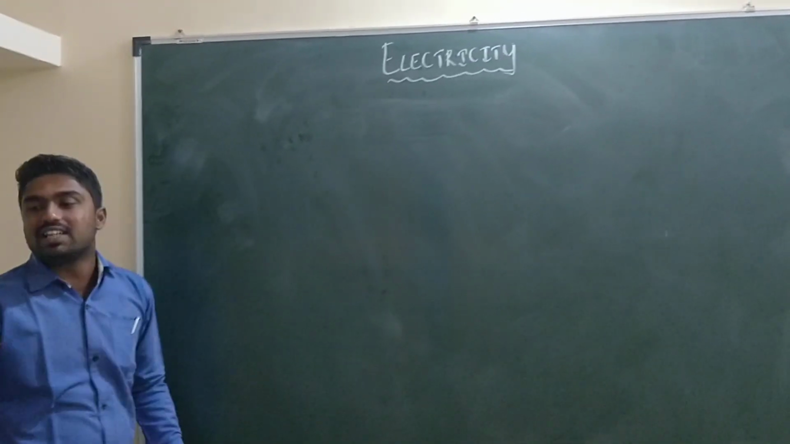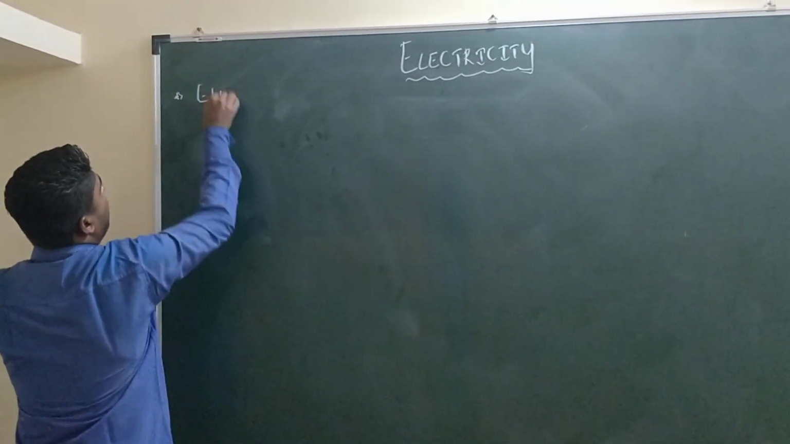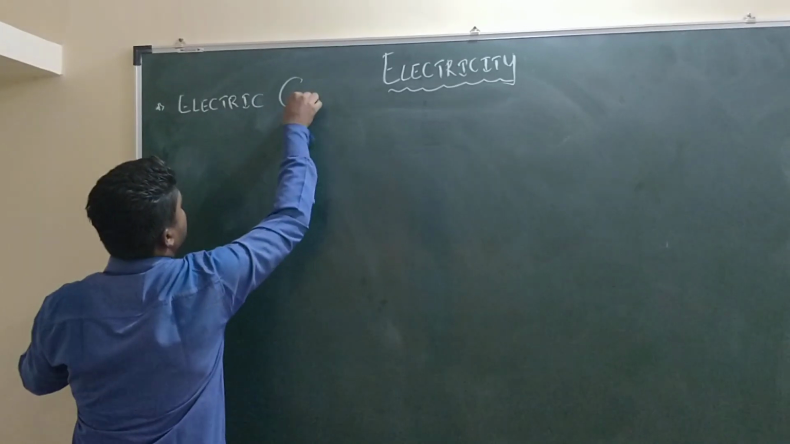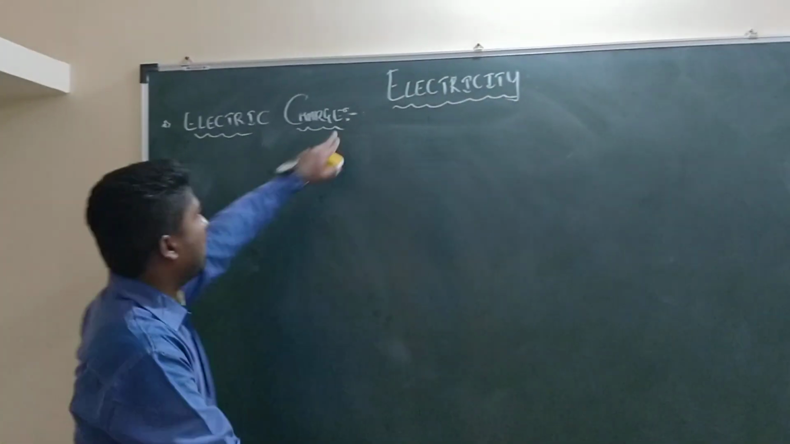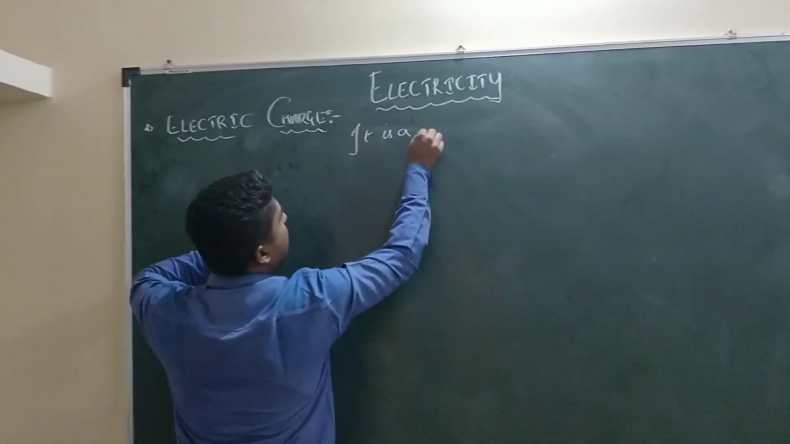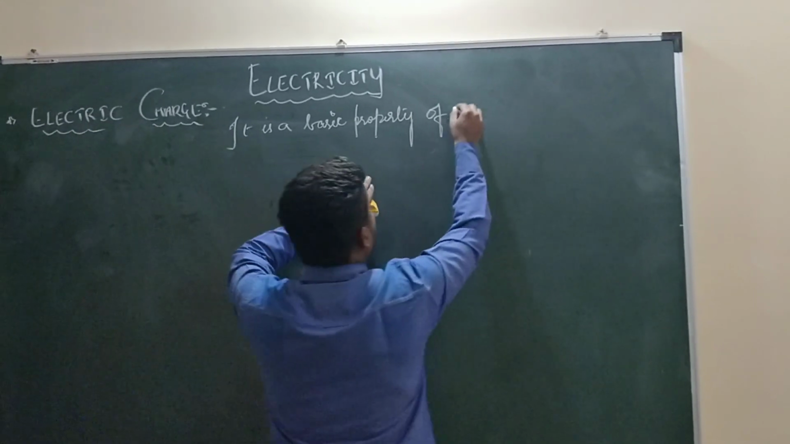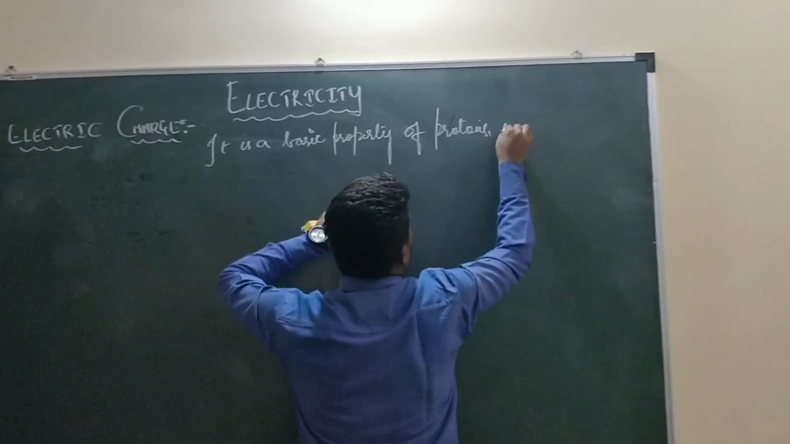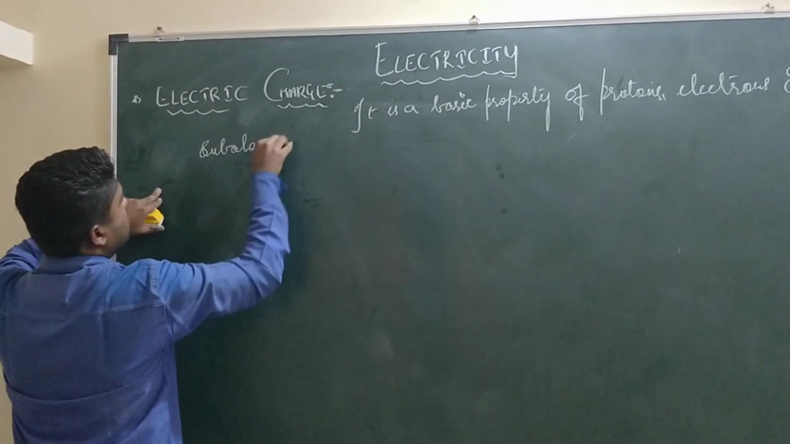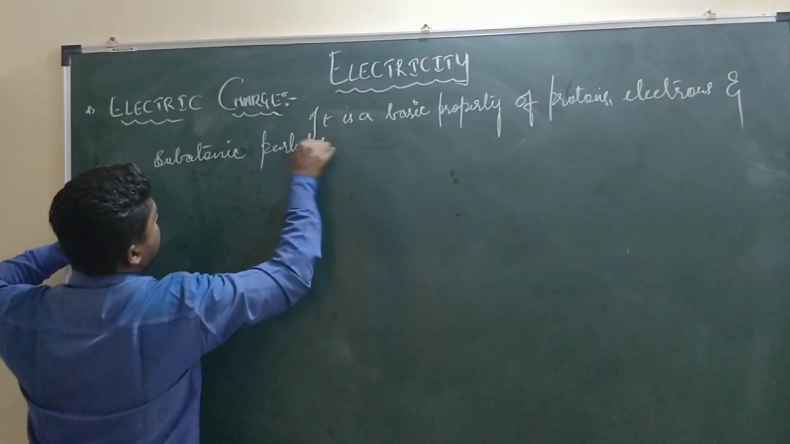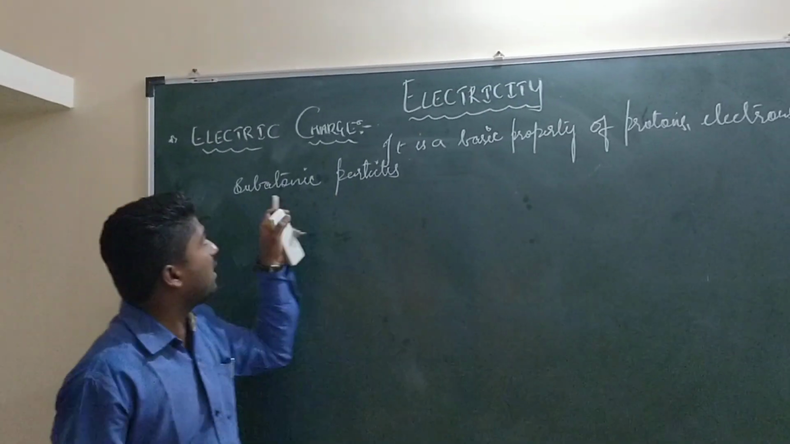The first topic we will discuss in electricity is electric charge. What is electric charge? Electric charge is a basic property of protons, electrons and subatomic particles. Is it clear? Electric charge is nothing but a basic property of protons, electrons and subatomic particles.